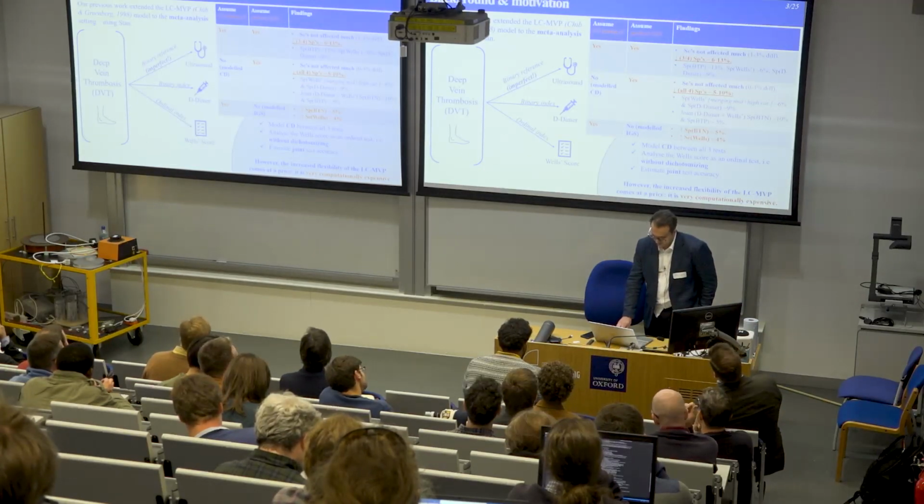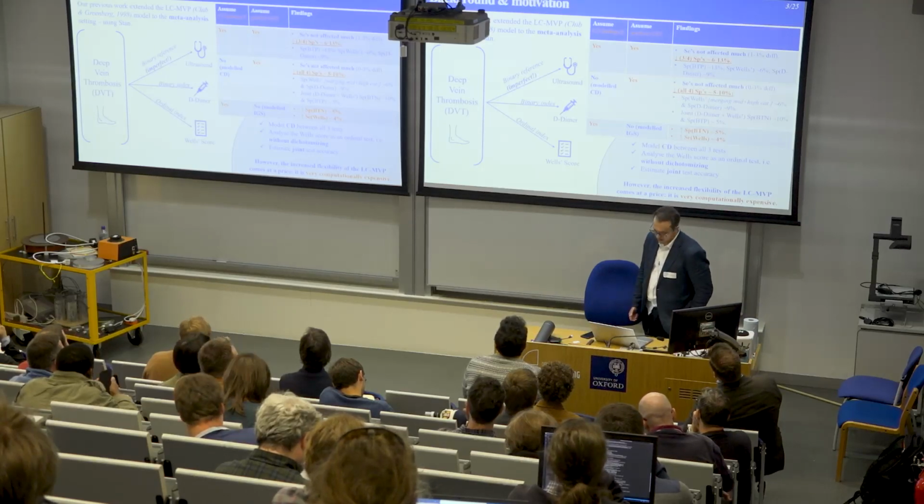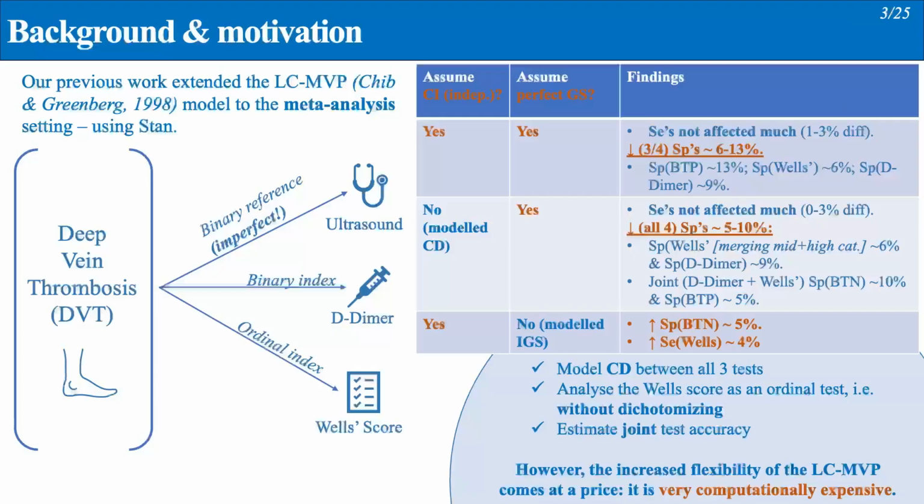And we applied this model, or the meta-analysis version of it anyway, using Stan in our previous work. And we reanalyzed a data set looking at tests for deep vein thrombosis. So there was one ordinal test with 3 categories, the Wells score, and 2 binary tests, so ultrasound, which the original meta-analysis assumed to be perfect, and the blood test called D-dimer.